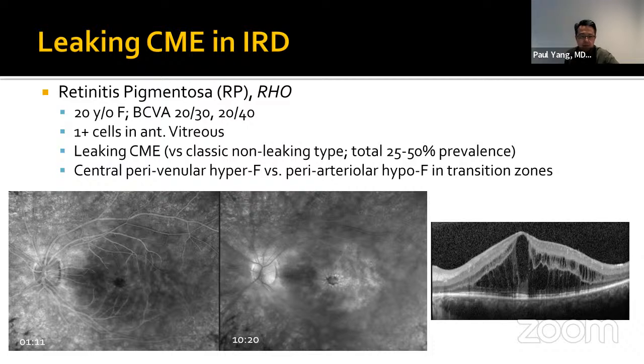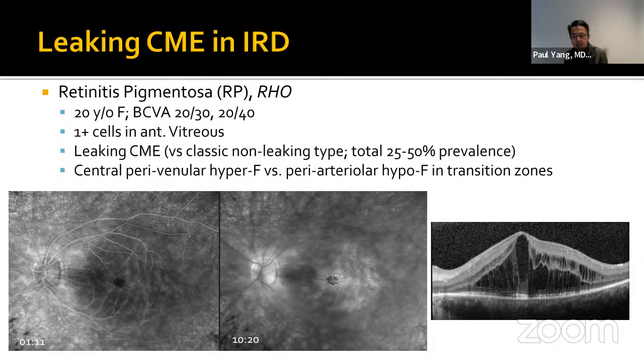And even just on clinical exam, you'll often see 1+ cell in the anterior vitreous. And then as shown here, there's cystoid macular edema on fluorescein angiography, and you can see that it leaks with this petaloid cystic appearance. And you can see a very severe macular edema on OCT.